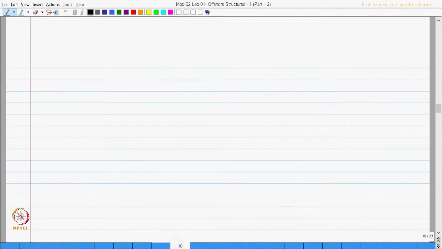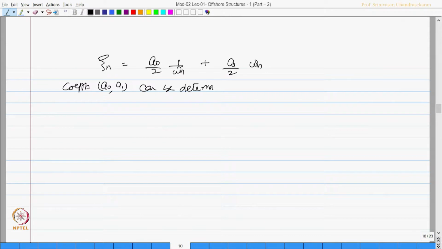So, therefore, once we said zeta n is actually A0 by 2 times 1 by omega n plus A1 by 2 omega n, the coefficients A0 and A1 can be determined for a specific damping ratio zeta i and zeta j respectively for the ith and jth modes.